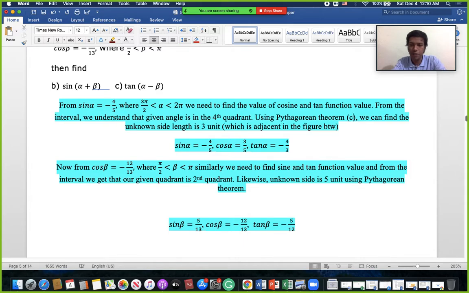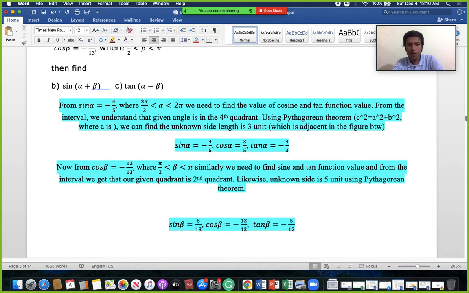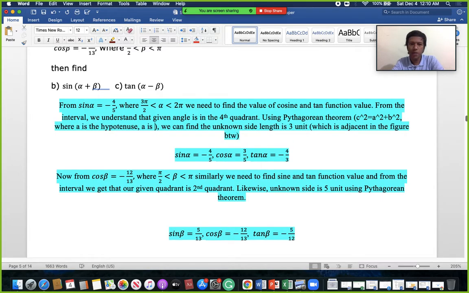Let's write the Pythagoras theorem here. The Pythagoras theorem is c squared equals a squared plus b squared, where c is the hypotenuse, and a and b are the lengths of the other sides.